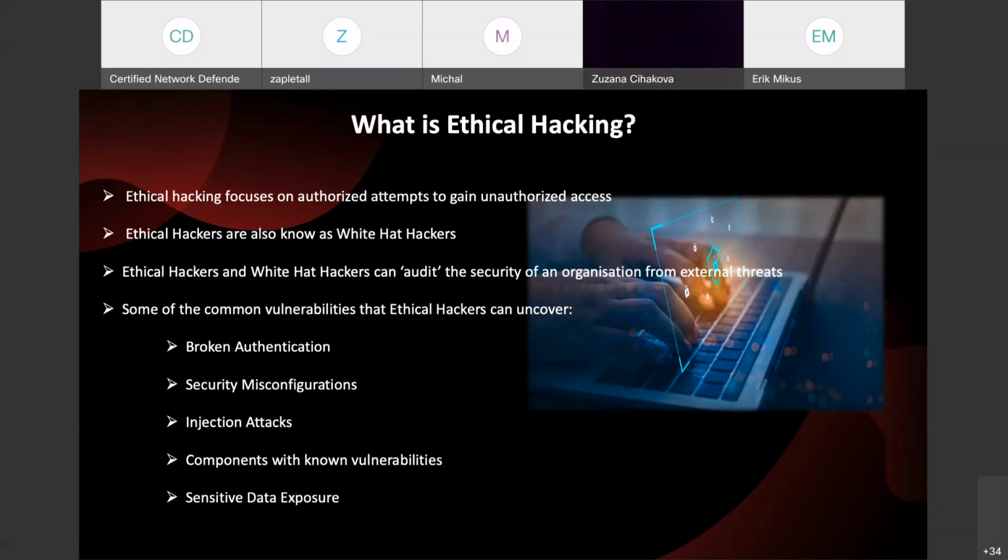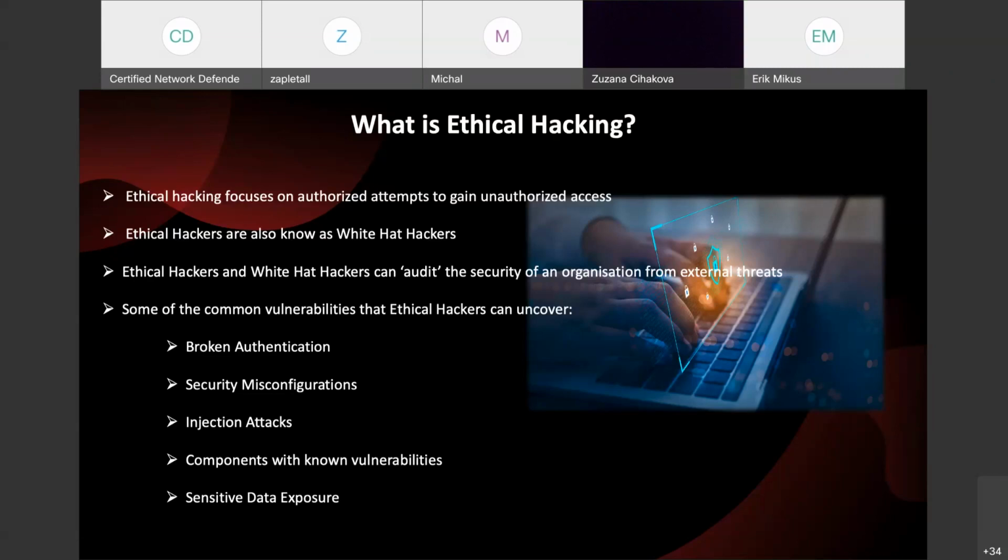First, broken authentication, which allows users to bypass the authentication process on a web application, for example, so the attacker can perform automated attacks such as credential stuffing. It's part of ethical hacking to test that broken authentication. Next, security misconfigurations.